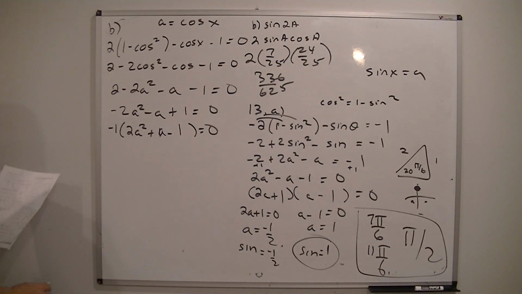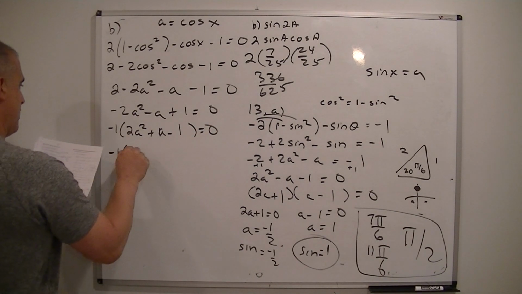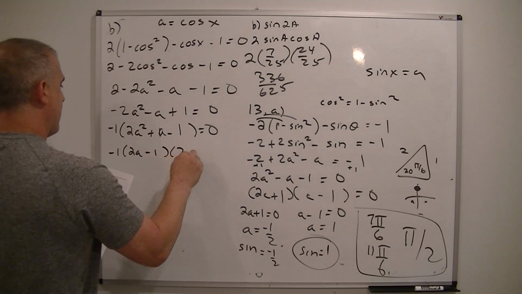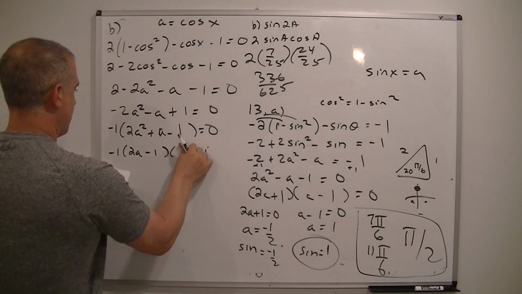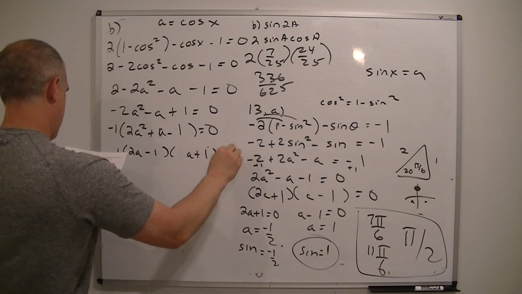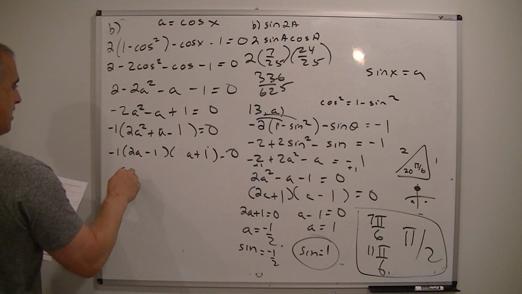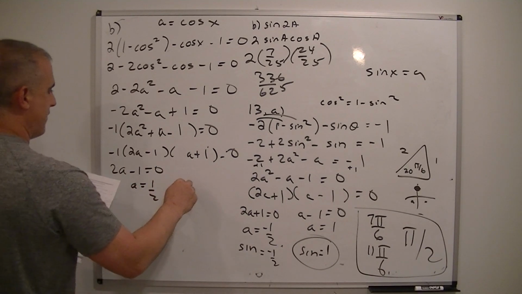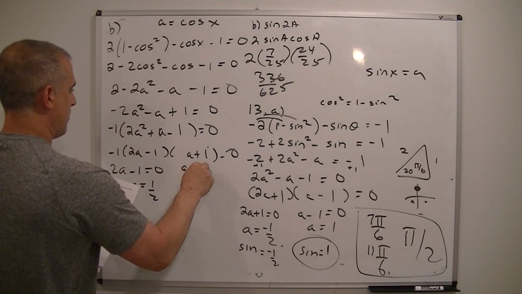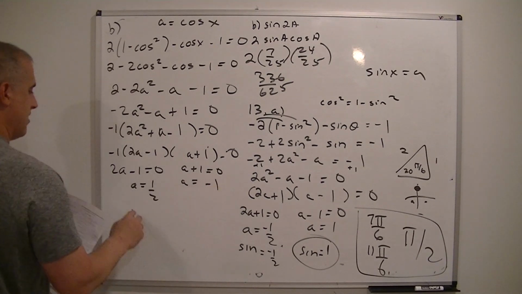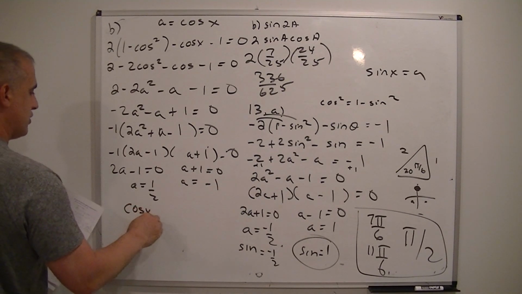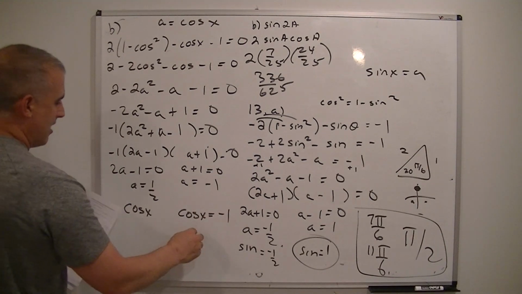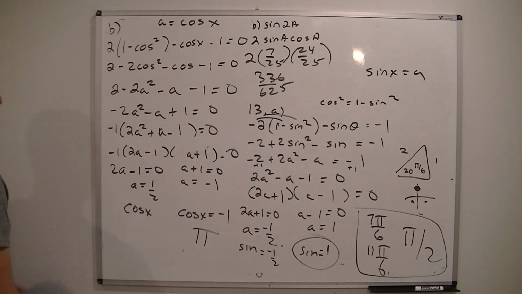Okay, and that would factor to (2a - 1)(a + 1), very similar, okay? All right, so then 2a minus 1 equals 0, a equals 1/2. This would be a plus 1 equals 0, a equals negative 1. Bring back the cosine function, okay? Where is cosine negative 1? The only spot for that to be is pi, okay?